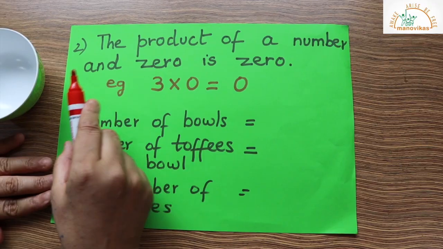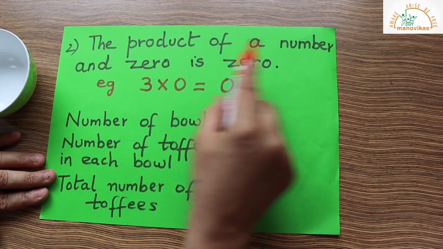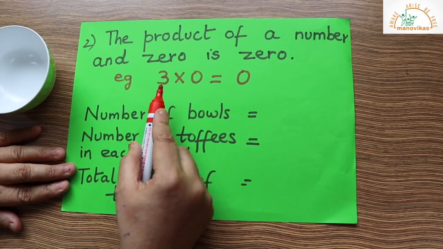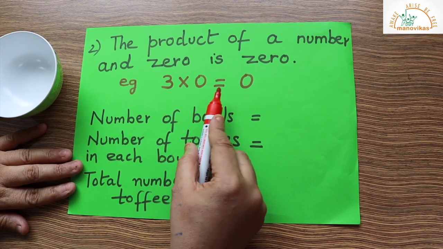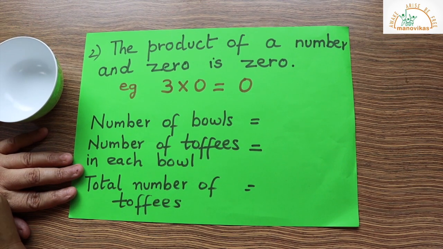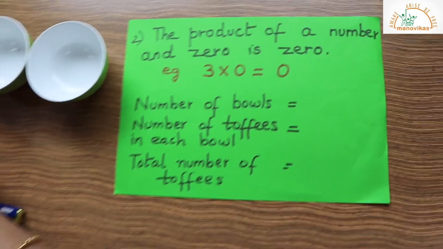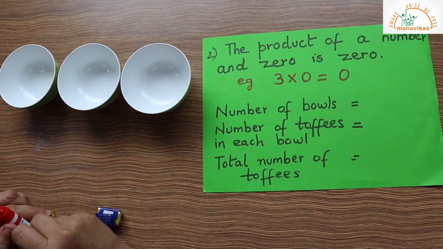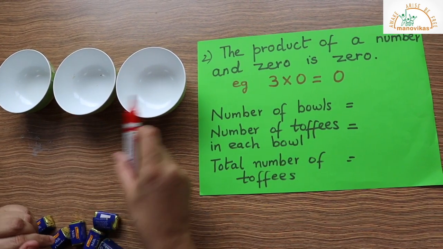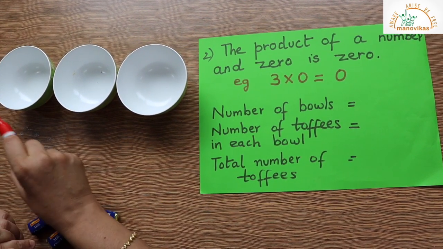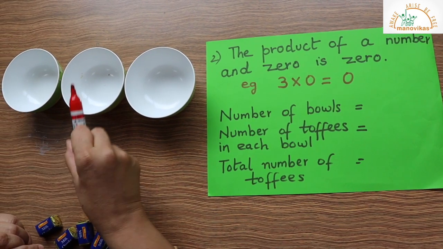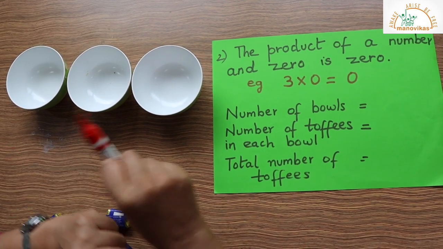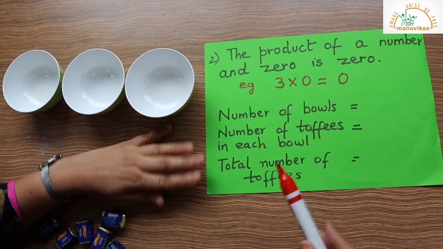Clear? Property 2. The product of a number and 0 is 0. For example, 3 multiplied by 0 will give us 0. To explain this, I have again got 3 bowls here. Now, this time I will not put any toffees in any of these bowls. So, you can see that there are 0 toffees in these 3 bowls.